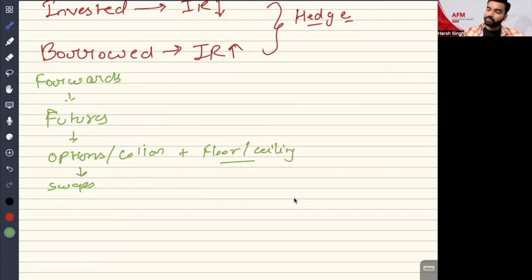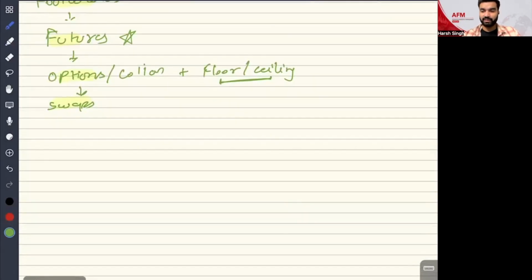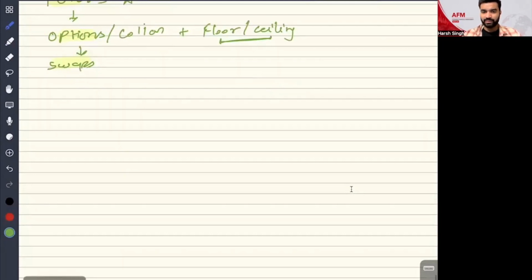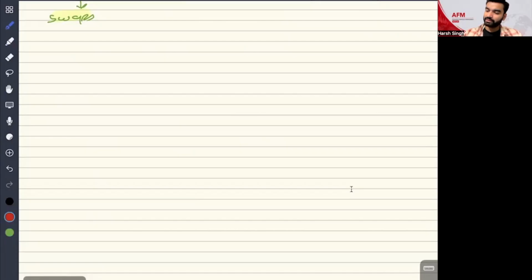Now, floor and ceiling are more of a theoretical concept. Generally, they are not tested. Most of the time in your exam, they will ask you for the top hedging techniques, which are your futures, options, and swap. Sometimes forward as well. The most important technique over here is your FRA. The important one. So let's start with the very first technique that we have, everyone, which is your forward rate agreement. The first technique that we have is forward rate agreement.